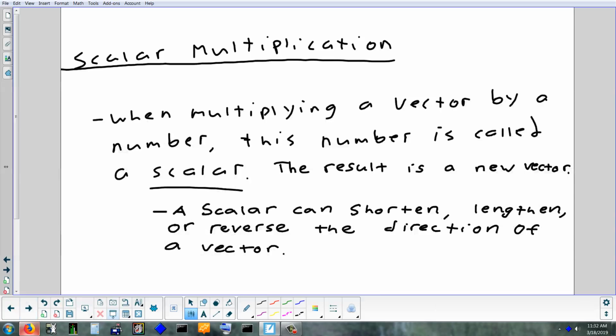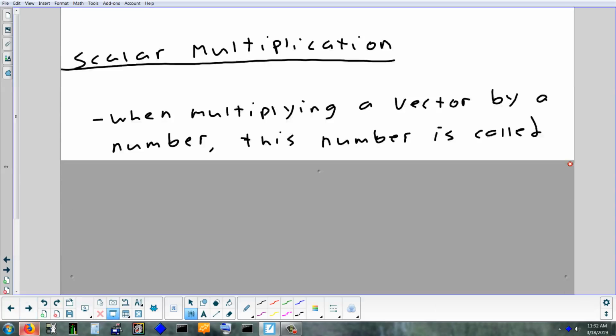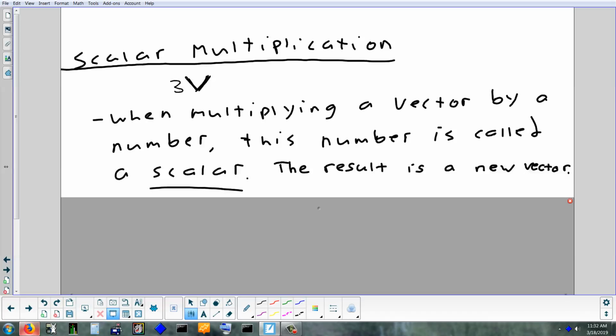So this is when you multiply a vector by a number. It would look something like this: 3v. That's not a vector times a vector. That's a totally different thing. That's a number times a vector. And the number in front is called your scalar. So the result is a new vector.